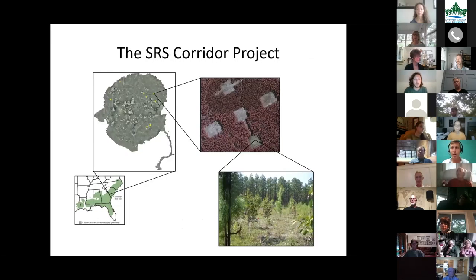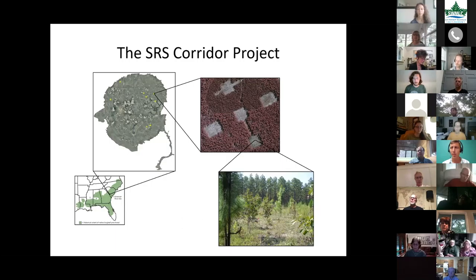So this is where some of my research has come in. I've been involved with what's called the Savannah River Site, or SRS, Corridor Project. This is a large experiment that takes place within the range of longleaf pine ecosystems in the southeastern United States, at kind of a quirky location that I don't have time to get into today, but the Department of Energy Savannah River Site, which is a large 80,000 hectare DOE base, primarily forested land in South Carolina, again, within this historic range of longleaf pine.